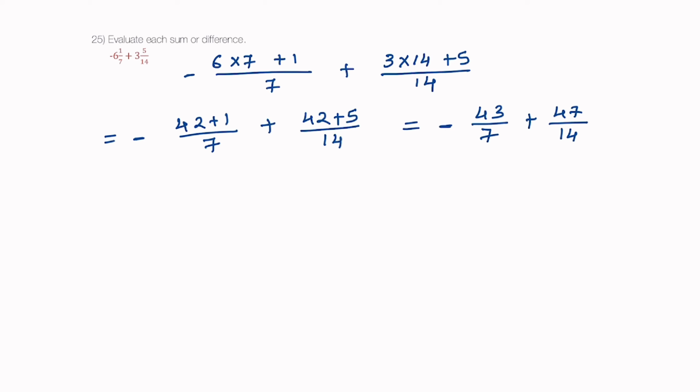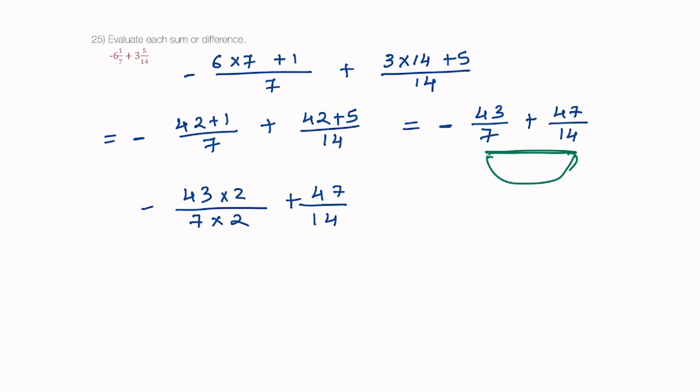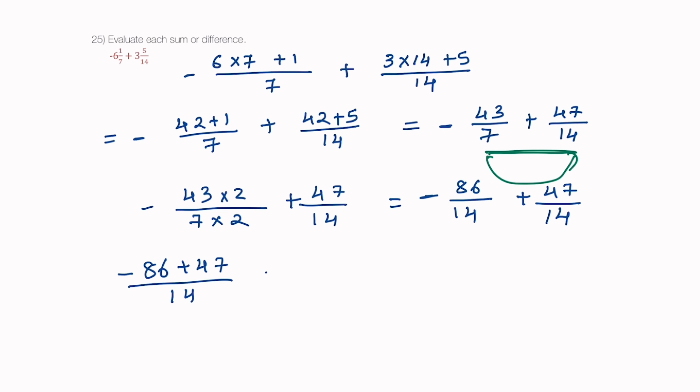What do we observe here? The denominators, are they the same? We have to convert this 7 to 14, and we know 7 times 2 gives us 14, which means the first fraction we are going to multiply by 2, and the second one remains as it is, which is equal to minus here 86 over 14, and this is 47 over 14, which is minus 86 plus 47 over 14. And that is how much?